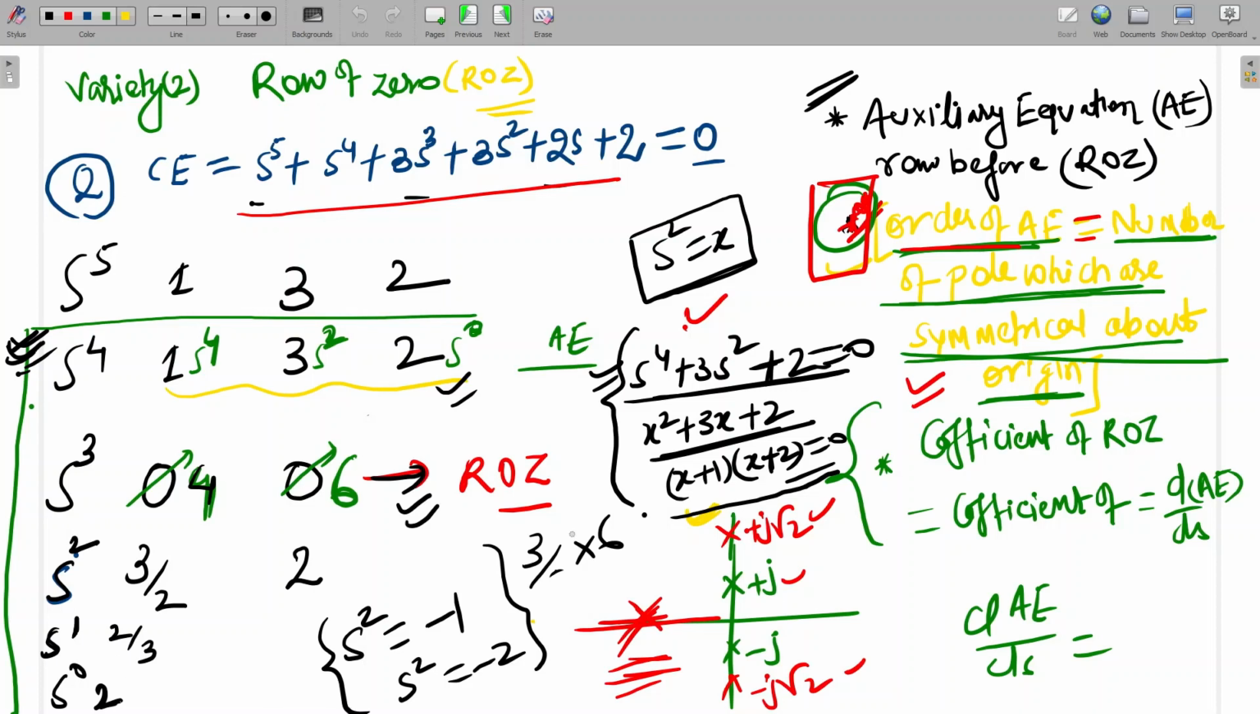Auxiliary equation. That's why no pole was there in the right hand side, so the corresponding pole was not there in the left hand side. So all four poles were there on the j omega axis.